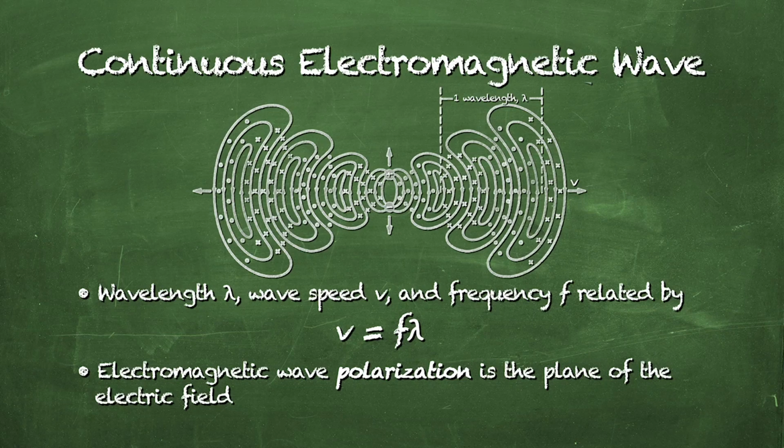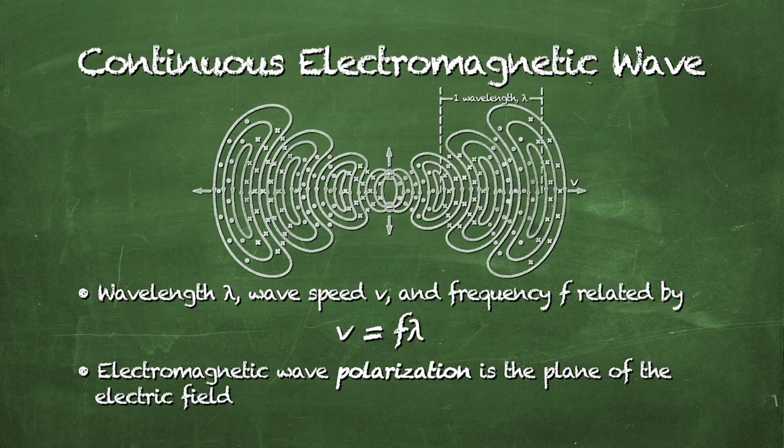Now the wavelength, which we represent with a Greek letter lambda, that's a lowercase lambda, the wave speed, which we'll write with a v, and the frequency of the wave are all related by a fundamental equation which says that the speed of the wave is equal to the frequency of the wave times the wavelength. So the wavelength is one fundamental characteristic of the wave.